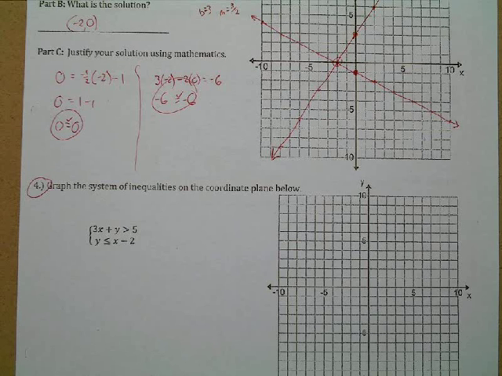So lightly shade below your line there. You don't have to go too crazy, just enough to get the idea. And then you've got to solve the other equation for y, Trey, so that you can then graph it.